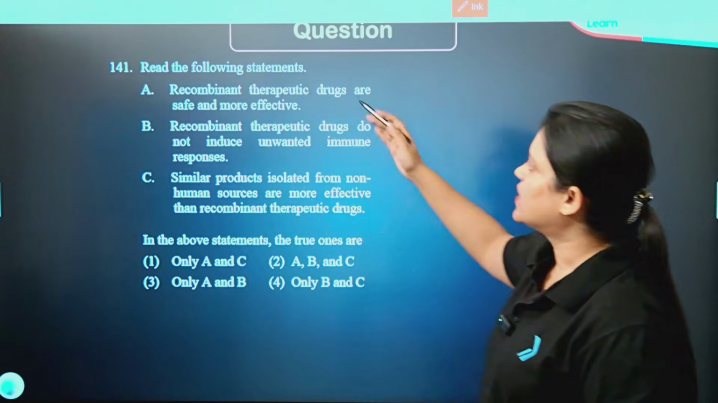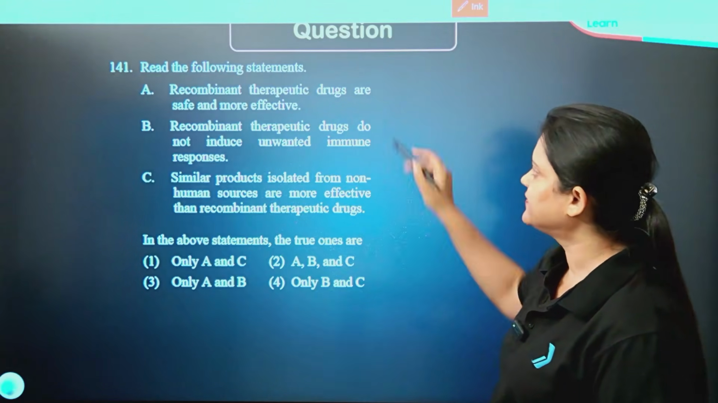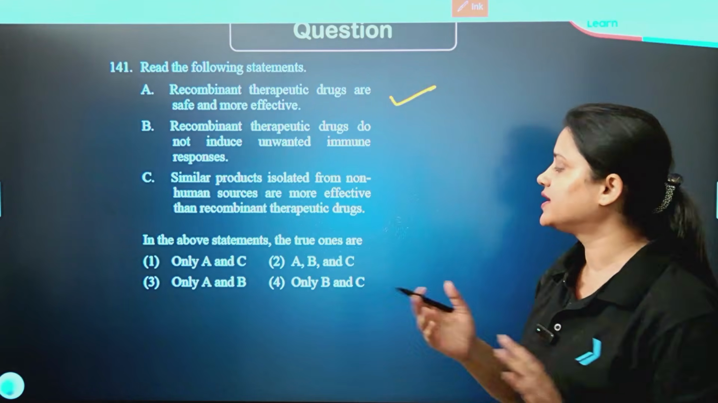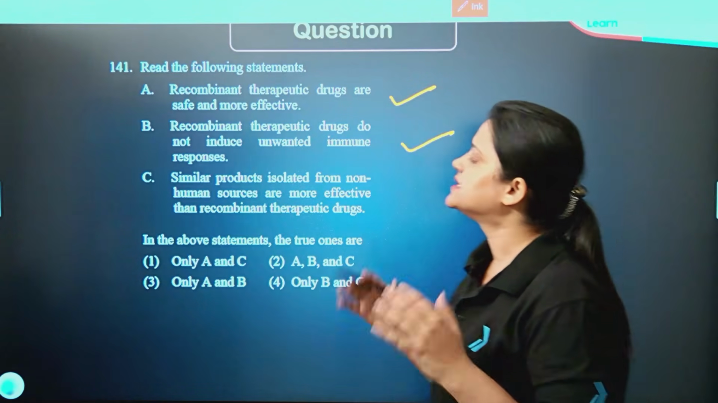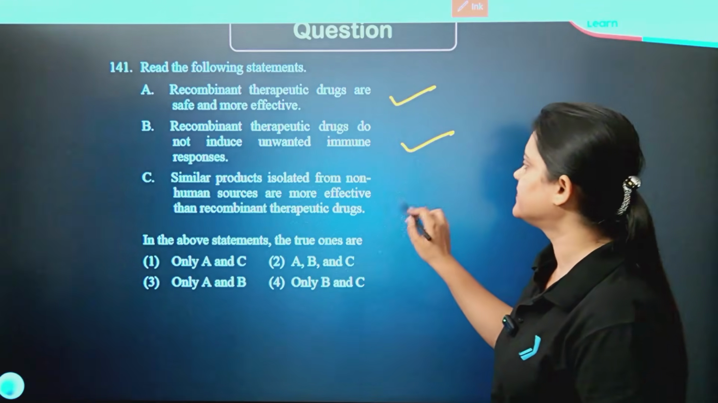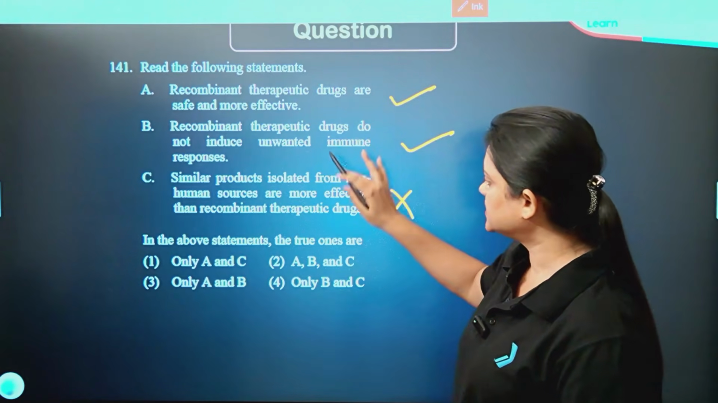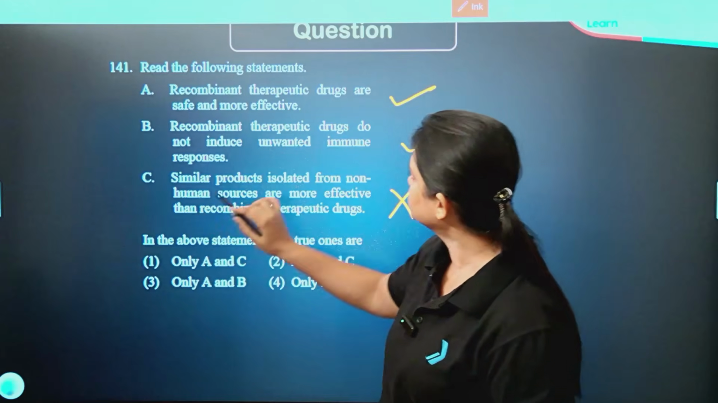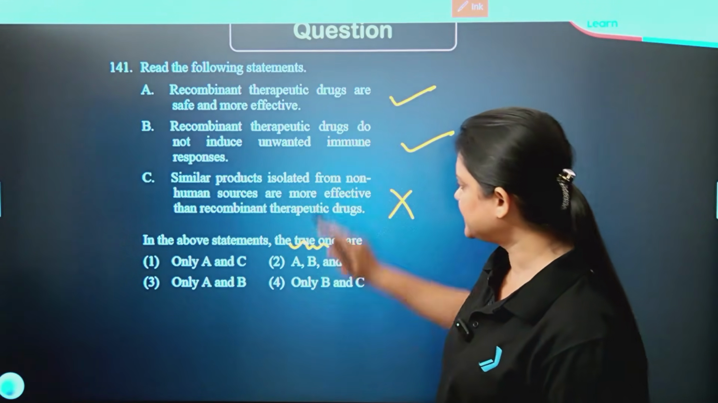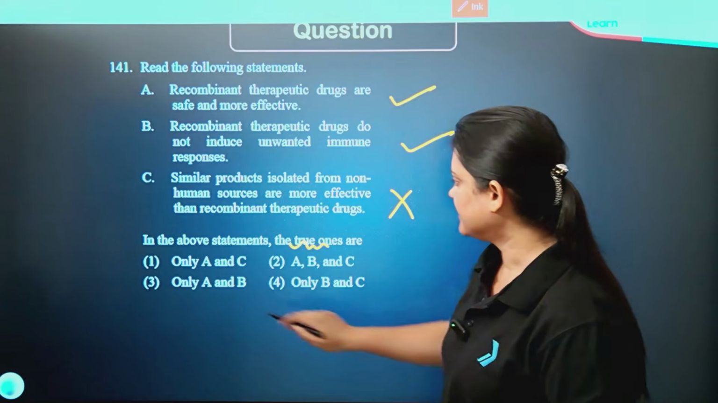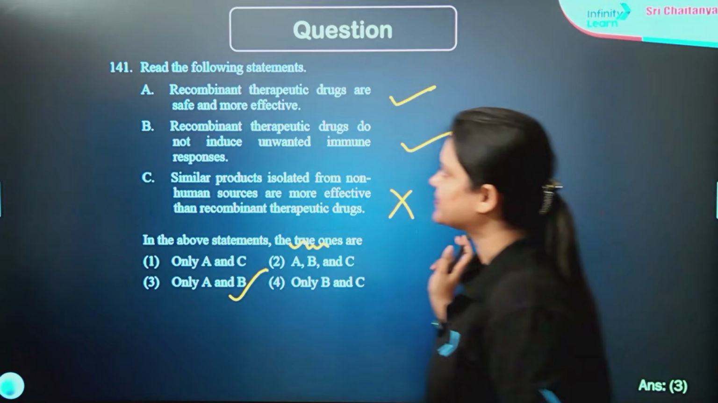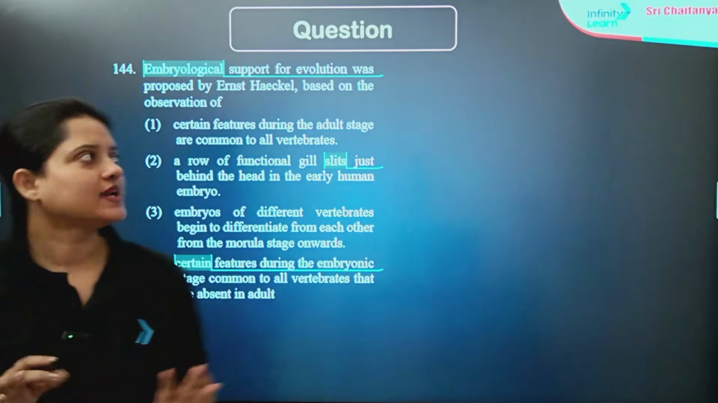Recombinant therapeutic drugs are safe and more effective. That's true. Recombinant therapeutic drugs do not induce unwanted immune response. That's true. Similar products isolated from non-human sources are more effective. Not at all. So these are the correct statements and we want the true ones. Yes. So A and B will be true. So answer here should be 3. Right. So let's move on to our next question.